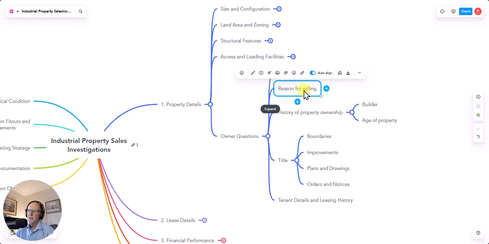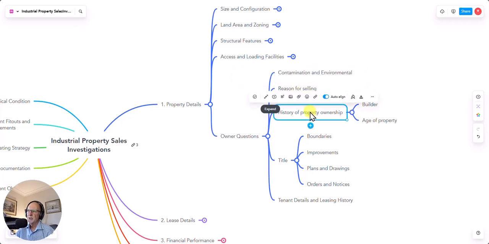Then, of course, the reason for selling. There will be reasons for the selling of the property by the current owner. Find out what that is. See if it's true. Or is there some other property problem they're trying to get away from? Be very careful there.